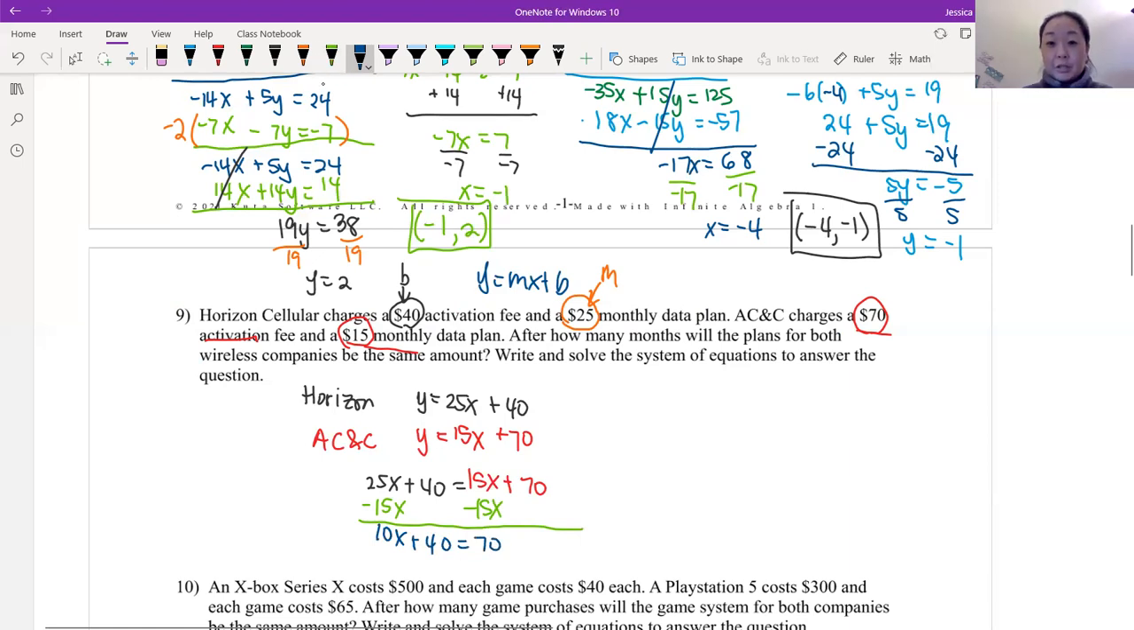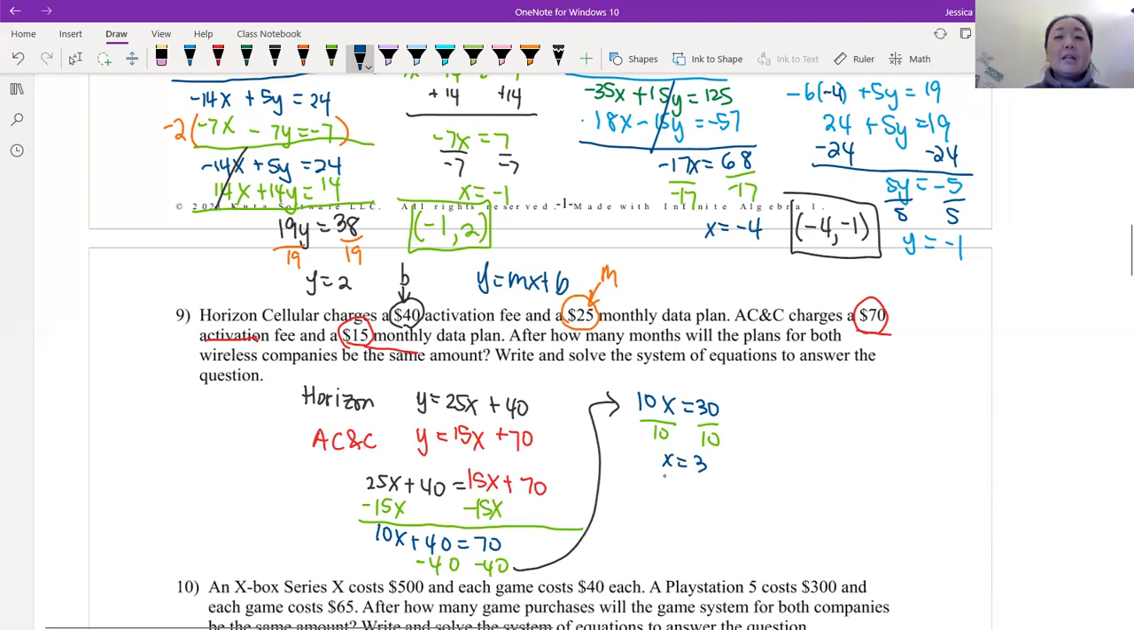Now, again, two-step equation. It always boils down to a two-step equation, right? So we're going to subtract 40 on both sides. And what do I get? That's going to be 10x is equal to 30. Now I'm going to divide both sides by 10. And I get x is equal to 3.